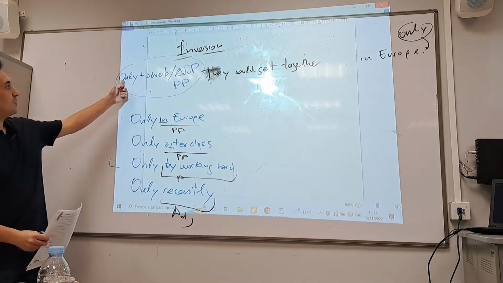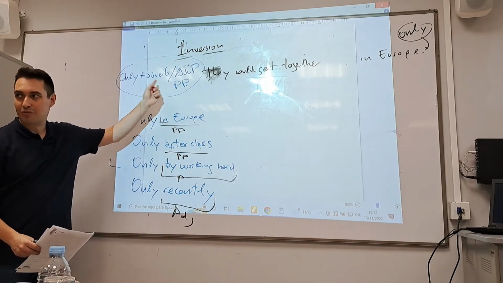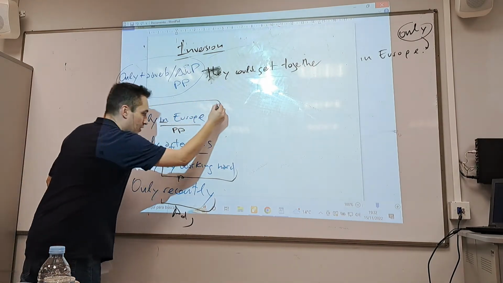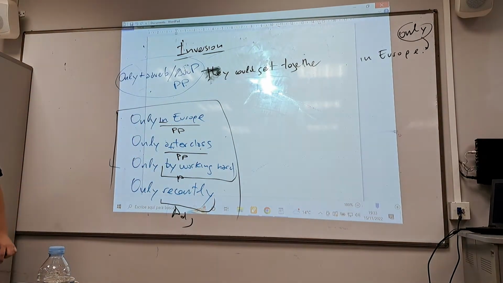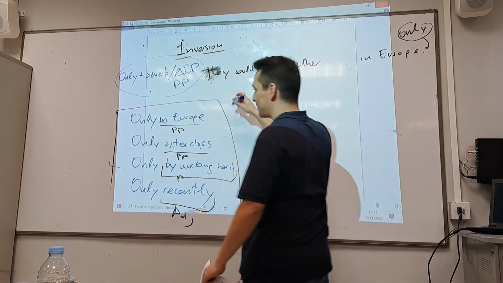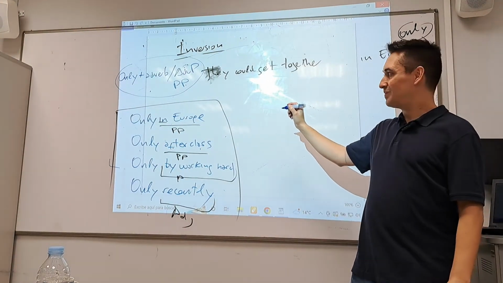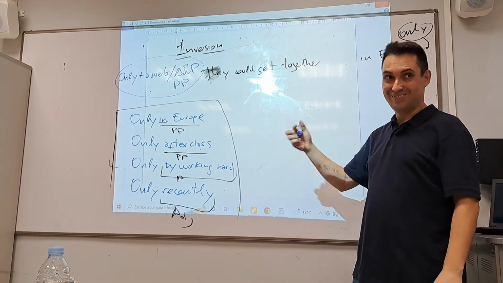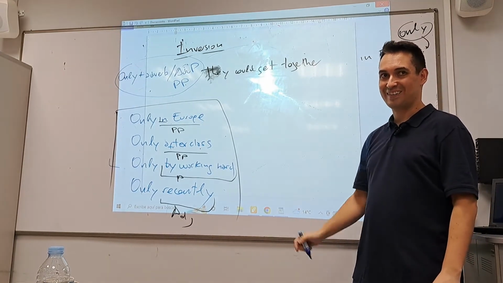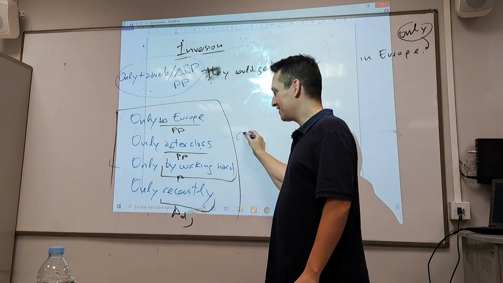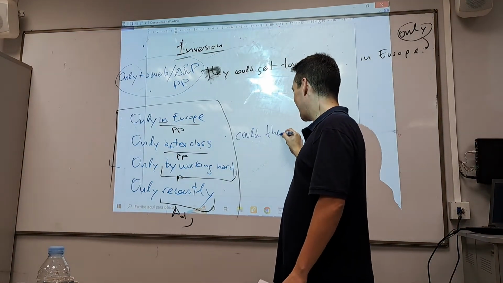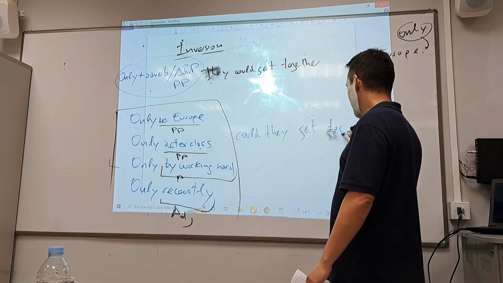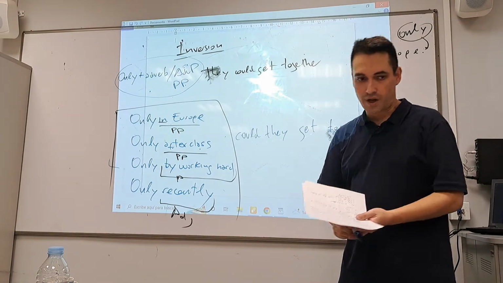Only plus adverb, only plus prepositional phrase, only plus adverbial phrase. And then we can make the inversion right now. Only in Europe. Can you make the inversion for me out of this sentence? One more time, Ainara. Very good. Could they get together? So, where is the inversion, Ainara?